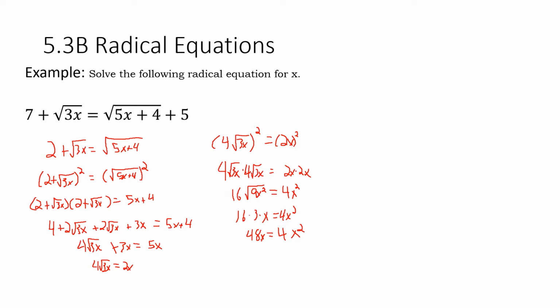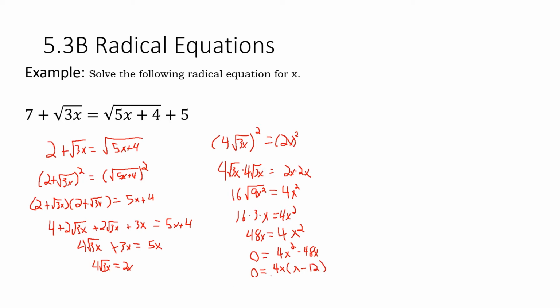Let's bring the 48 over to the other side, and that turns into 0 equals 4x squared minus 48x. And we'll factor this. We can take a 4 and an x out of it. So 0 is equal to 4x, take that value out of there, and we're left with x minus 12.